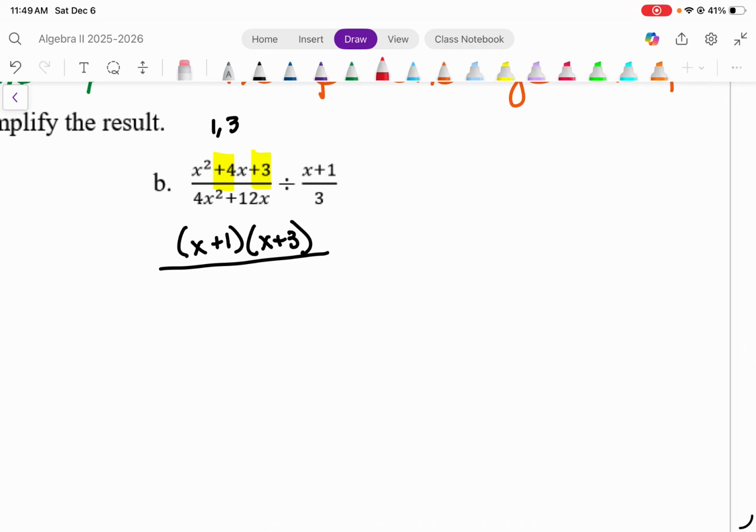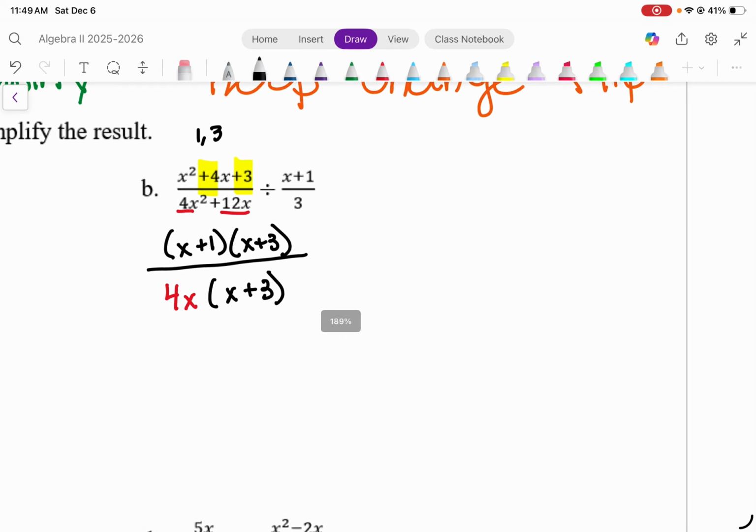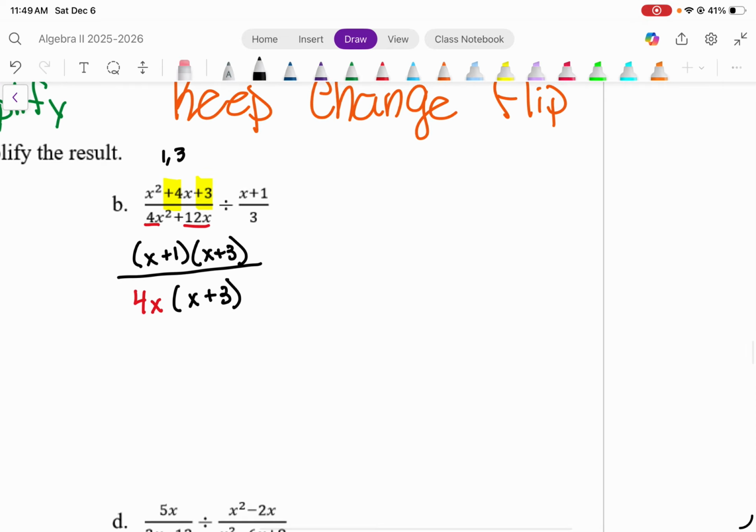Then on the bottom, this one I'm going to factor out the common factor. So both of them I can factor out a 4 and an x. And that would leave me with x plus 3 on the bottom. And then we are dividing by, and this second fraction, nothing can be factored. So I'm just going to leave it, but I'm going to put that x plus 1 in parentheses.